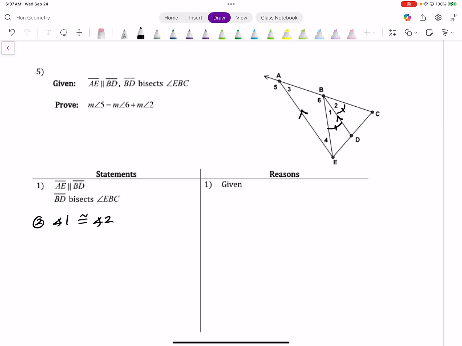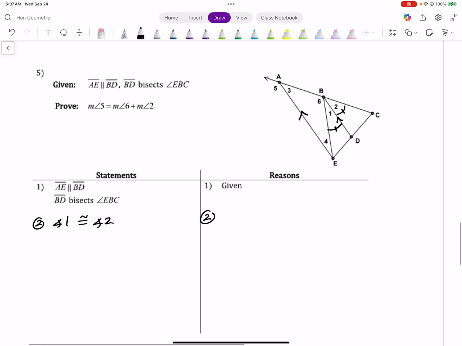But I knew it because that's what an angle bisector does. So this is because of the definition of an angle bisector. Okay. Now, let's see. We need angles 5, 6, and 2. So 5, 6, and 2 need to all come into play.